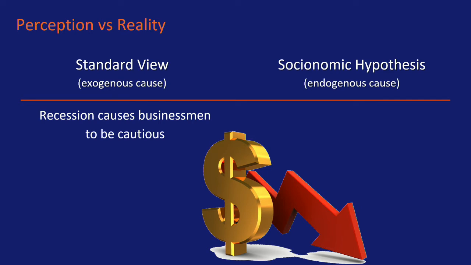This is one of my favorites. I've owned and operated several small businesses previous to joining Online Trading Academy in 1998. And the standard view of the world has always been that recessions cause businessmen to be cautious. And I had kind of bought into that thesis. That's the exogenous external event impacting my human action. But that didn't mean I could do a good job of forecasting the coming recession.